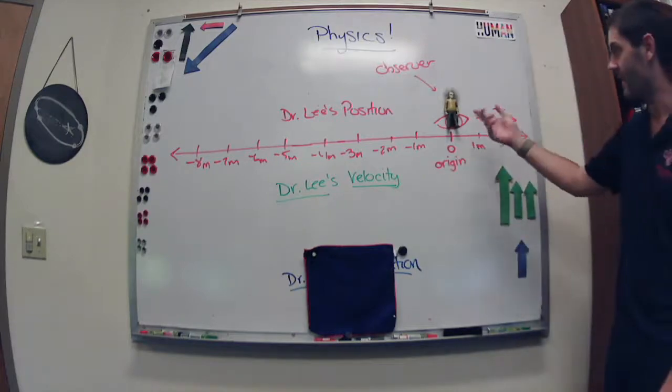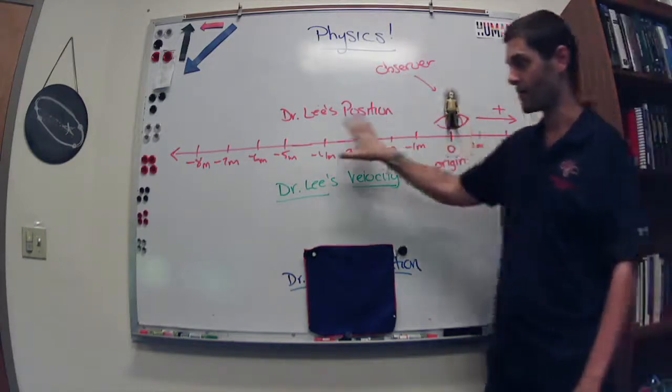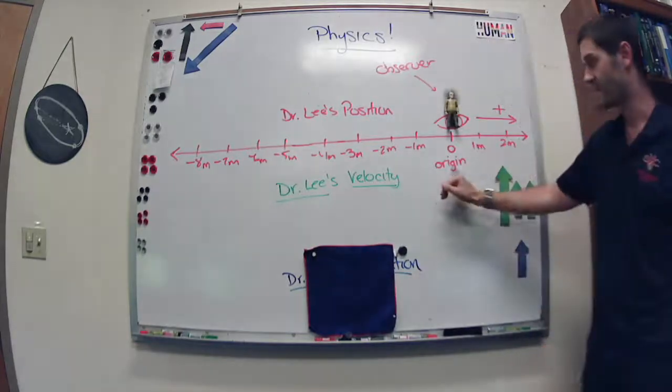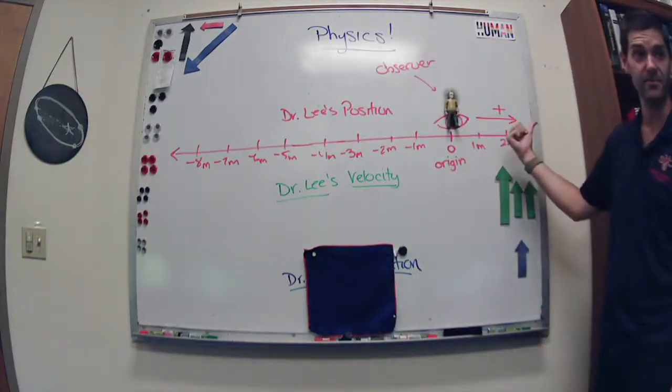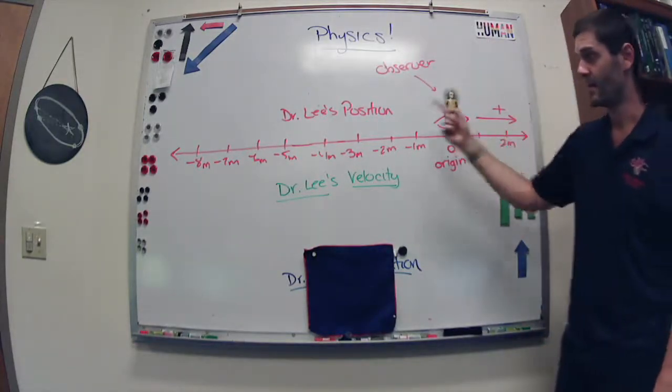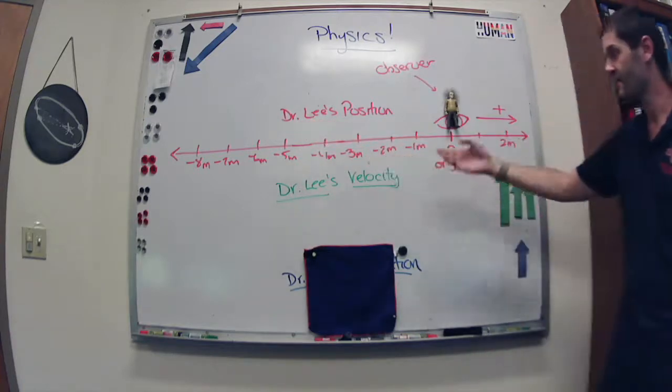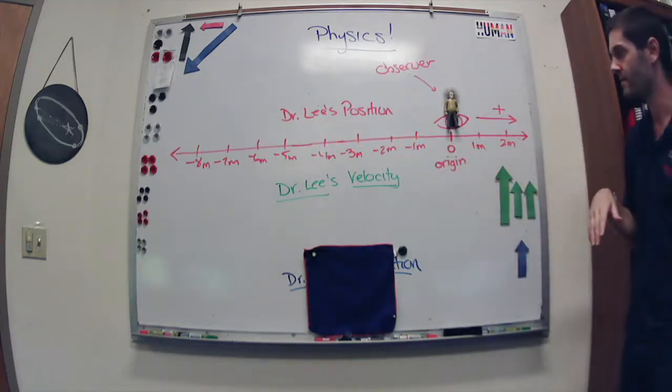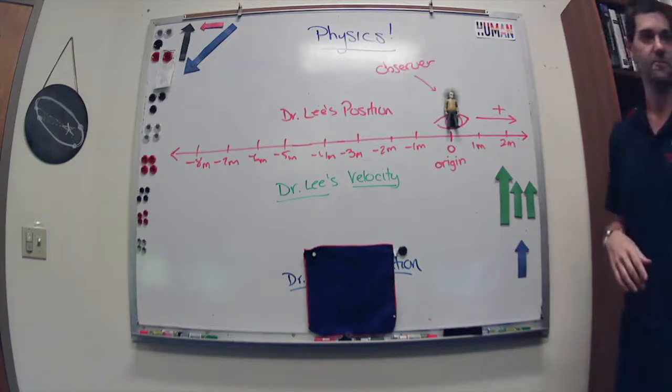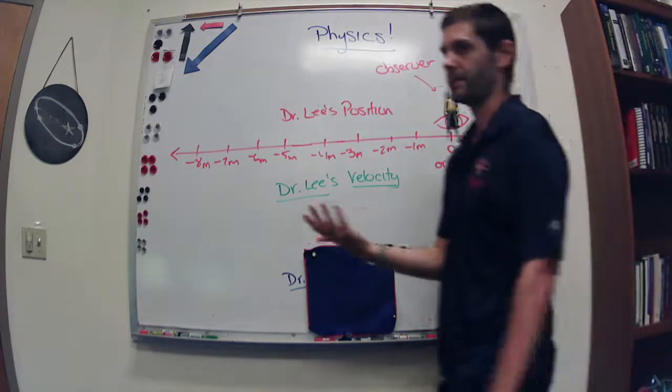Suppose that we have Einstein the observer, and he has laid down a coordinate system. So he has placed himself here at the origin. He's defined the positive direction to be going over to the right, and therefore the negative direction is over to the left. He has some tick marks laid down. And suppose he observes me just walking.